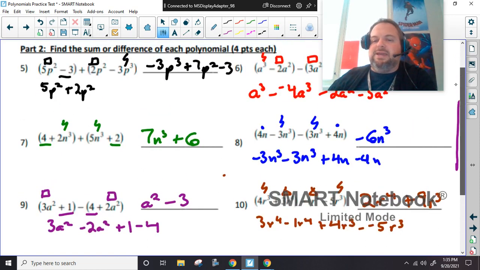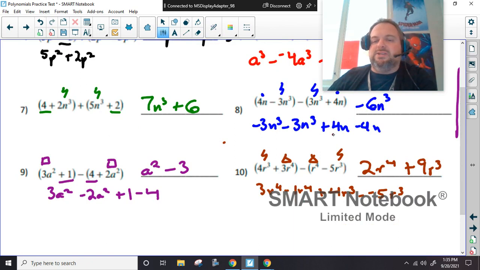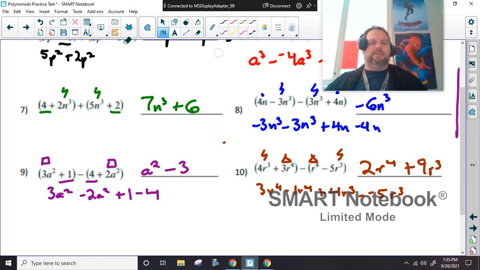All right, for number 8, my 4n's right here. What is 4n minus 4n? Yeah, 0. So I don't have to write 0n right there because that would look like "own." Or if it was an x, it would look like "ox." You don't have to write it. It's gone.